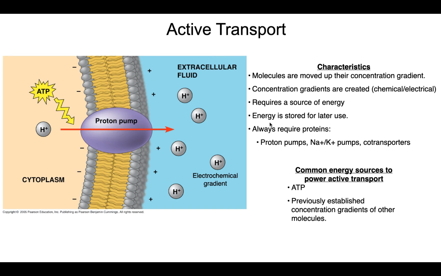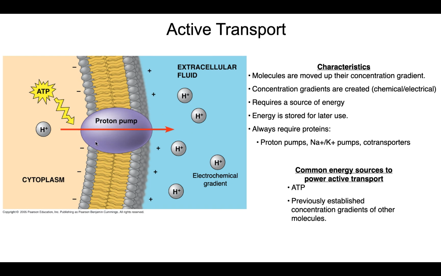So what we do here is, number one, it required a source of energy to do this, but number two, that energy now is stored. Remember, energy cannot be destroyed. It can only be transferred into another, or turned into another type. Well, that energy of the ATP that was used to make this concentration gradient is now stored in this concentration gradient. This active transport always requires proteins.